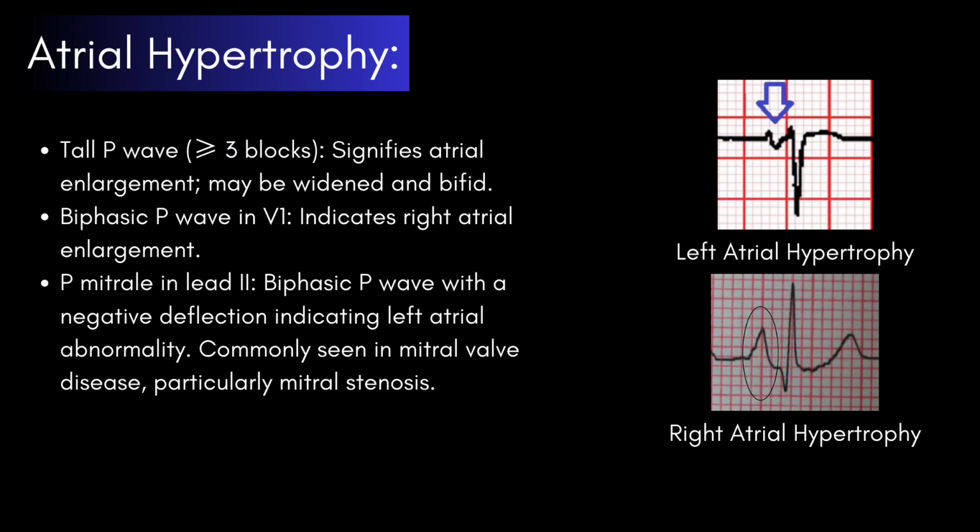Let's start off with atrial hypertrophy. The tall P wave, greater than or equal to 3 blocks, signifies atrial enlargement, and may be widened or bifid. Biphasic P wave in V1 indicates right atrial enlargement. P mitrale in lead 2, a biphasic P wave with a negative deflection, indicates left atrial abnormality. Commonly seen in mitral valve disease, particularly mitral stenosis.